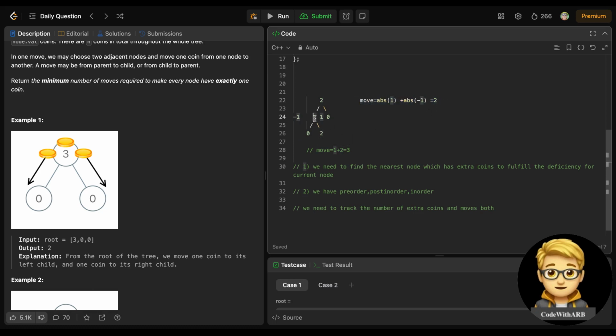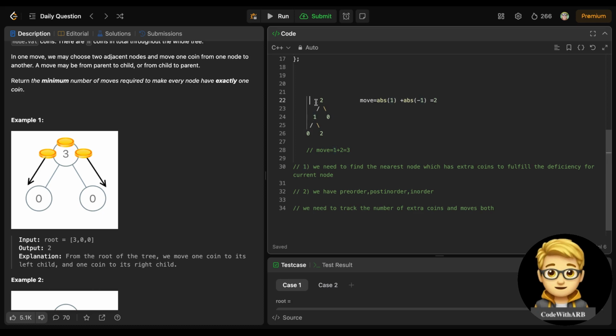But after this, it equalizes both of them. After this equalization, how many extra coins are left? 0 coins, because this -1 and 1 will equalize both of them. So what will it return to its parent? It will return 0 coins to 2.